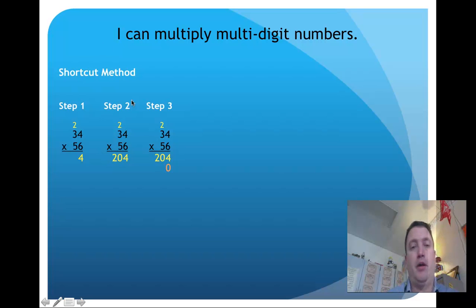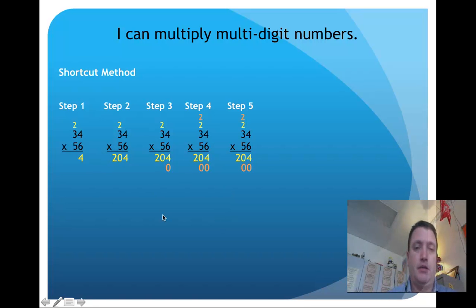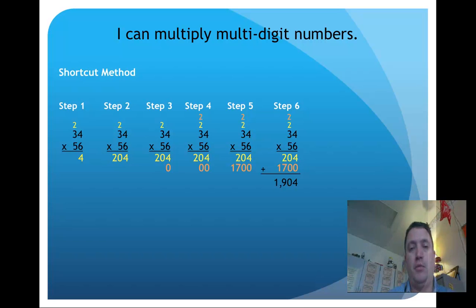Okay, so now I'm going to multiply 5 times 4, which is 20. I carry that 2 up there. 5 times 3 is 15. Nice math by me. Sorry. 5 times 3 is 15 plus 2 is 17. So now I'm going to add those up. And when I do that, I'm going to get 1,904. That should look very much like the very first problem that we practiced together.